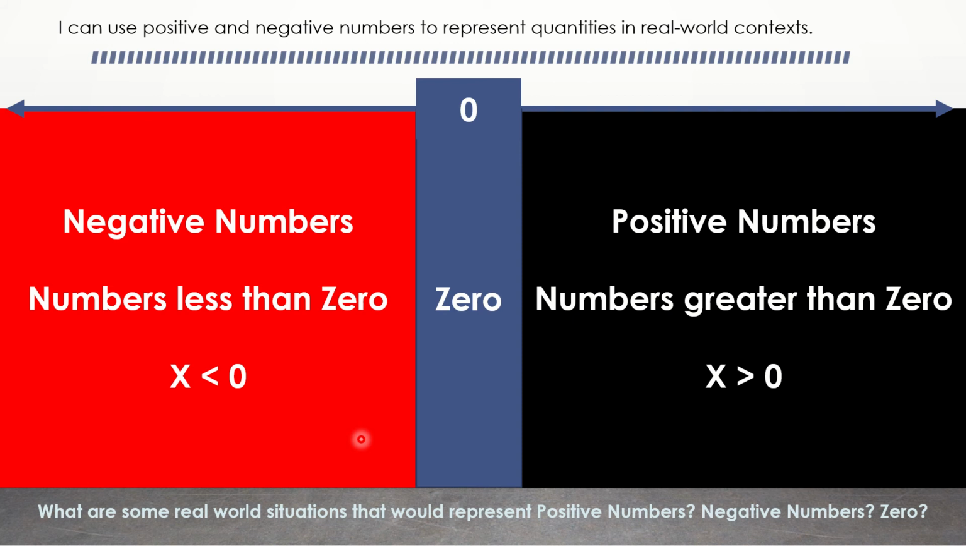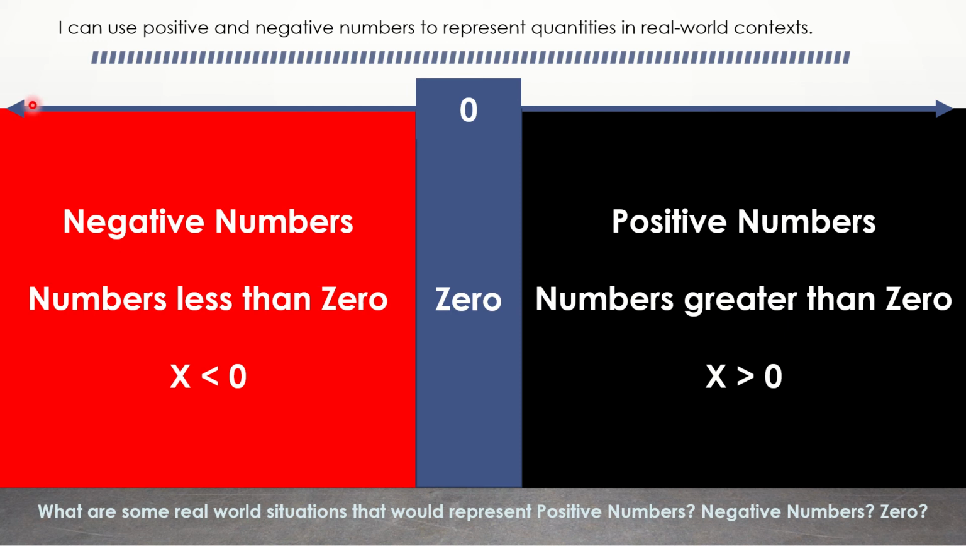So what are some real-world situations that would represent positive numbers? What about negative numbers? What about 0? I'm going to have you pause the video and just think about that for a second. What are some real-world situations that would represent positive numbers? What are some real-world situations that would represent negative numbers? And what are some real-world situations that would represent 0? Go ahead and pause the video here so you can do that.